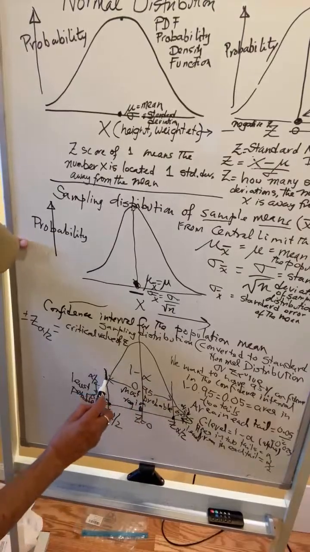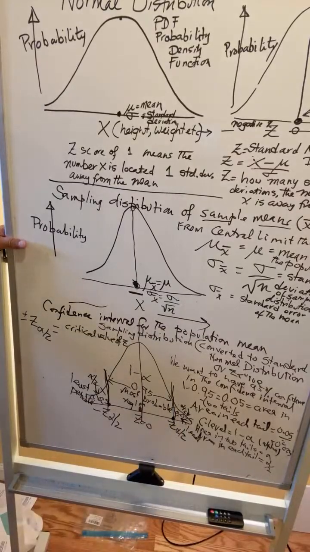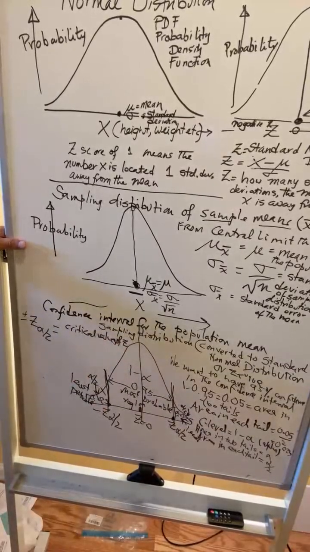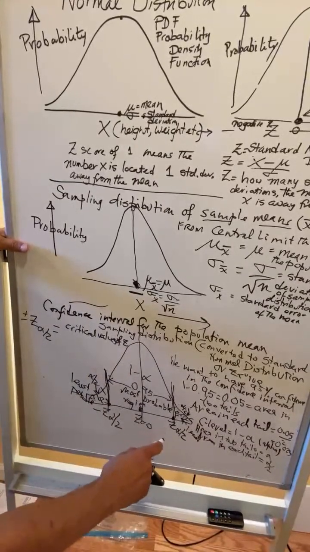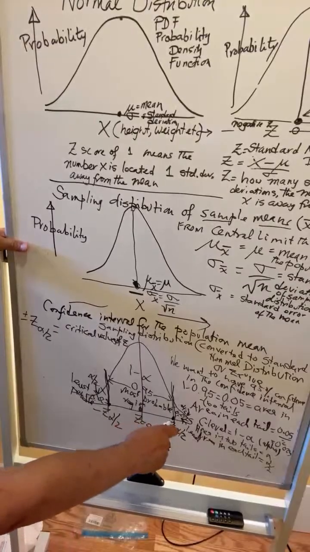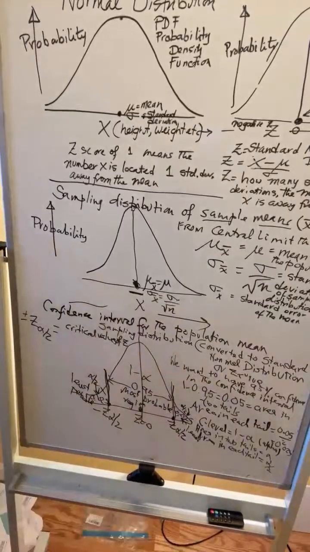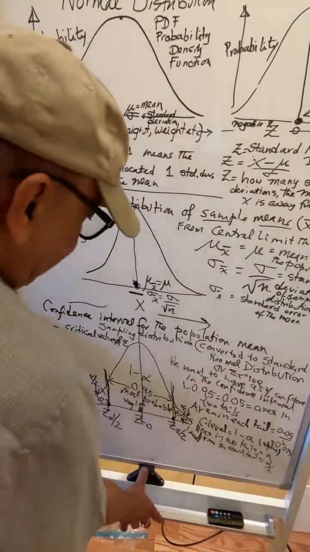Hence, these two boundaries, minus z alpha by 2 and positive z alpha by 2, are called critical values of z. Again, remember we located z alpha by 2 on the right and minus z alpha by 2 on the left. Now, from this, we will derive the formula for minimum sample size. How so, you ask?